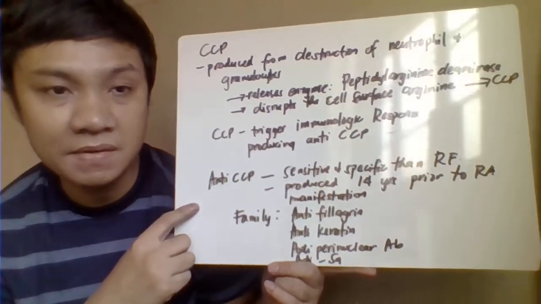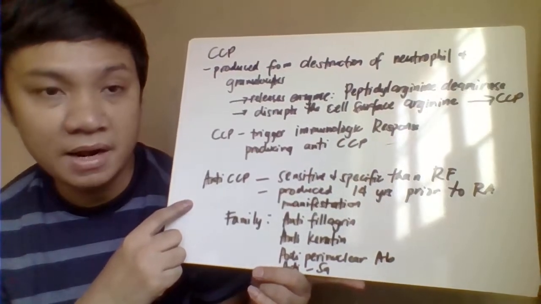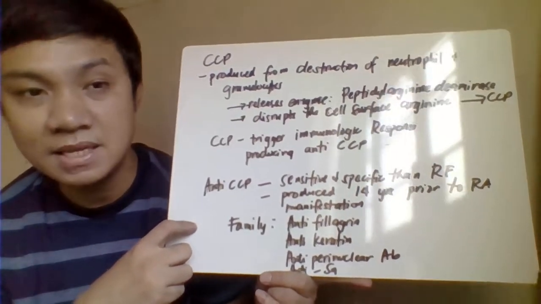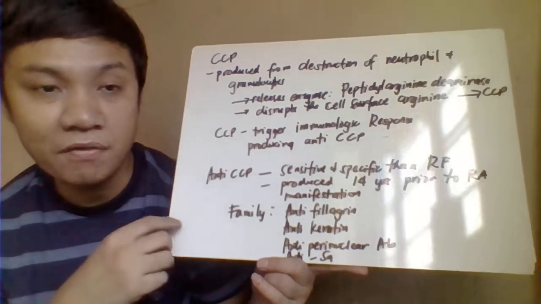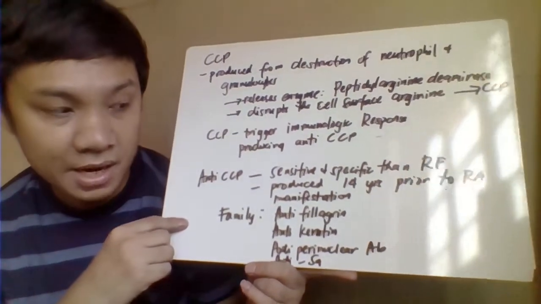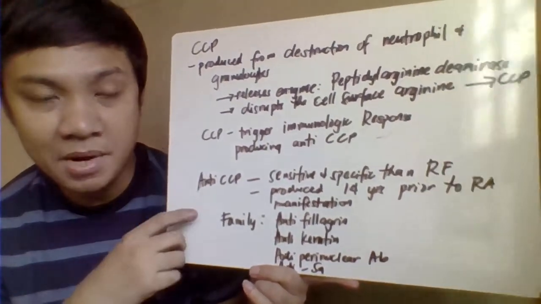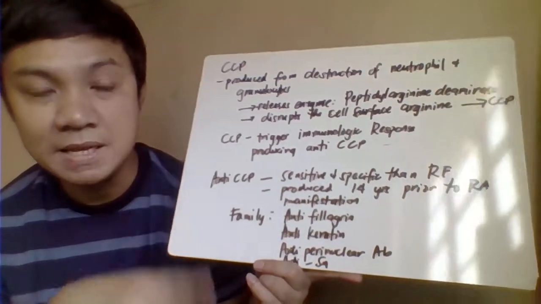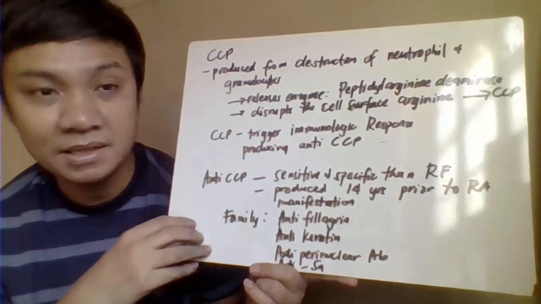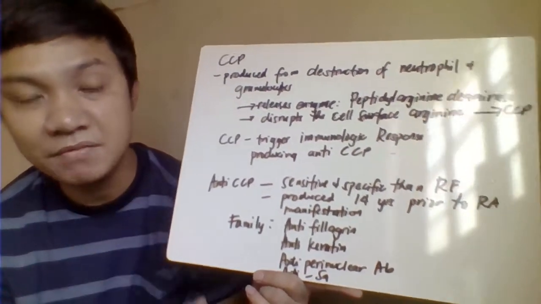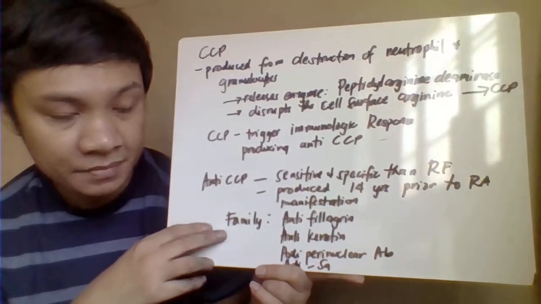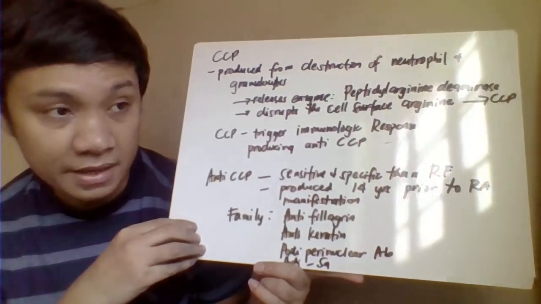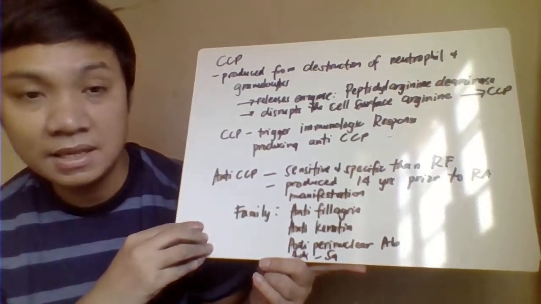Anti-CCP antibody is very sensitive and very specific compared to RF in the diagnosis of RA. It's highly sensitive because this antibody is produced up to 14 years even before the classic manifestation of rheumatoid arthritis. Again, remember that RF is also related to other disorders like PTB, IM, and hepatitis, but anti-CCP antibody is specific only for rheumatoid arthritis. The anti-CCP antibody includes the following family of antibodies: anti-filaggrin, anti-keratin, anti-perinuclear antibody, and anti-SA antibody.